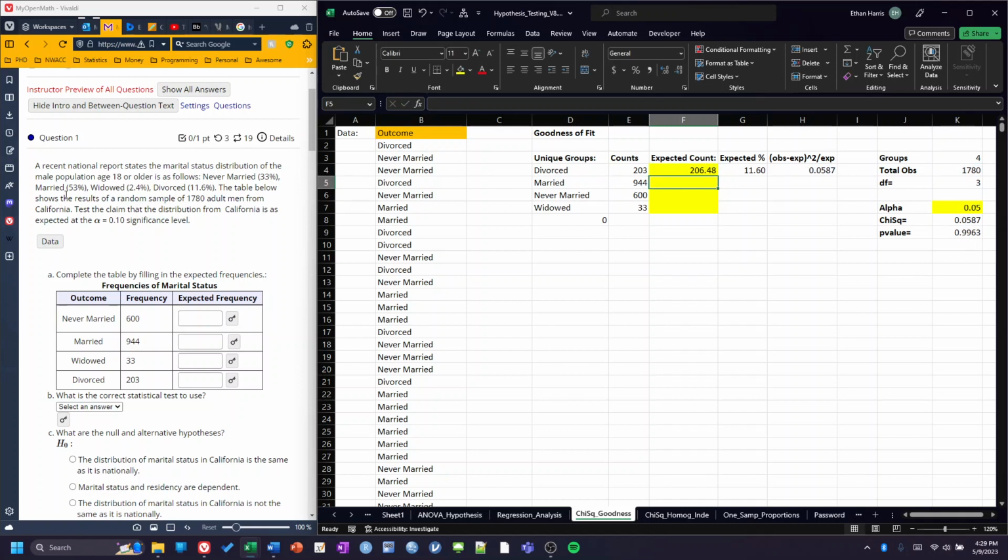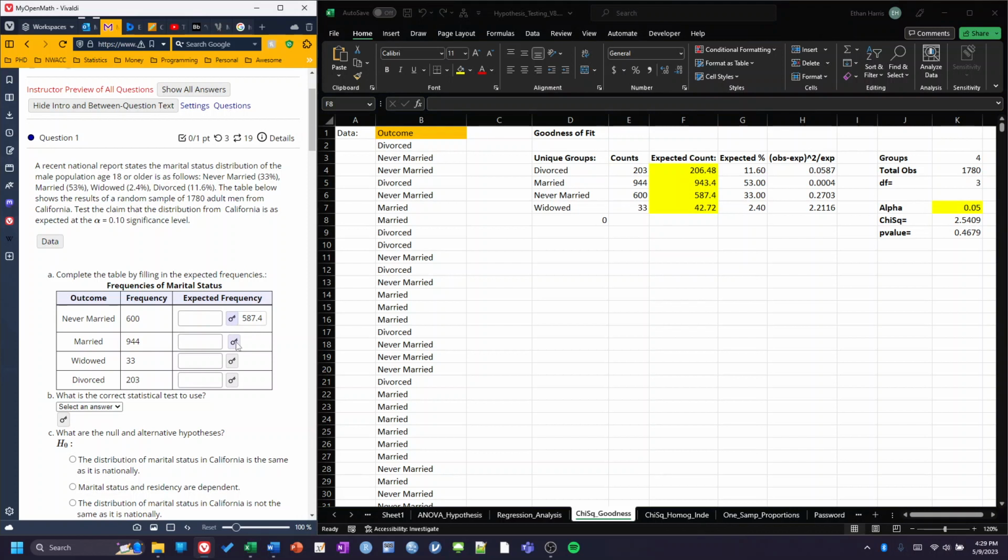Let's look at married next. Married was 53%. So that's going to be equal 0.53 times the total observations. Hit enter. Never married is 33%. There we go. So equals 0.33 times the total number of observations. And widowed is, where was it? 2.4%. So equals 0.024 times the total number of observations. And here we get our expected counts. So we have these expecteds, and that's what goes into our expected frequency.